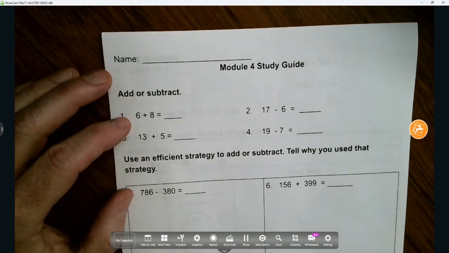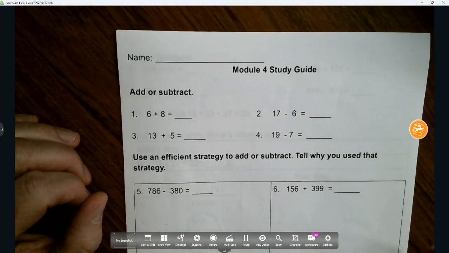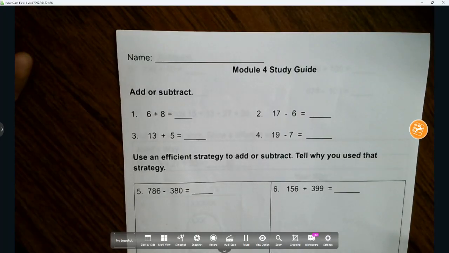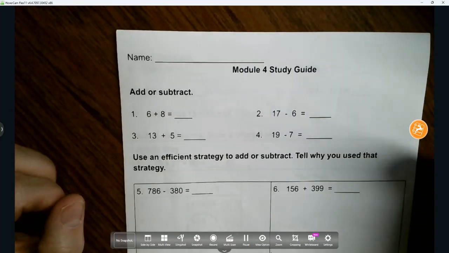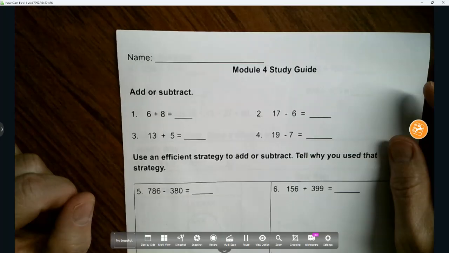All right, we're back with a special request. One of my old second grade teaching partners, I don't mean she's old, I mean she used to be my teaching partner, she's not anymore, came over and said, "Hey, Mr. Short, can you do a module 4 study guide to help us out?" And I said, "You know I can. I'm definitely going to help you out with that." So we're going to do that together right now.